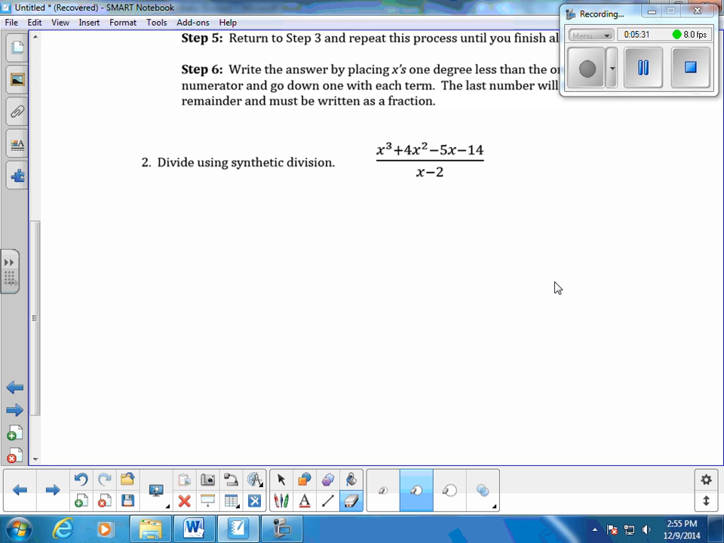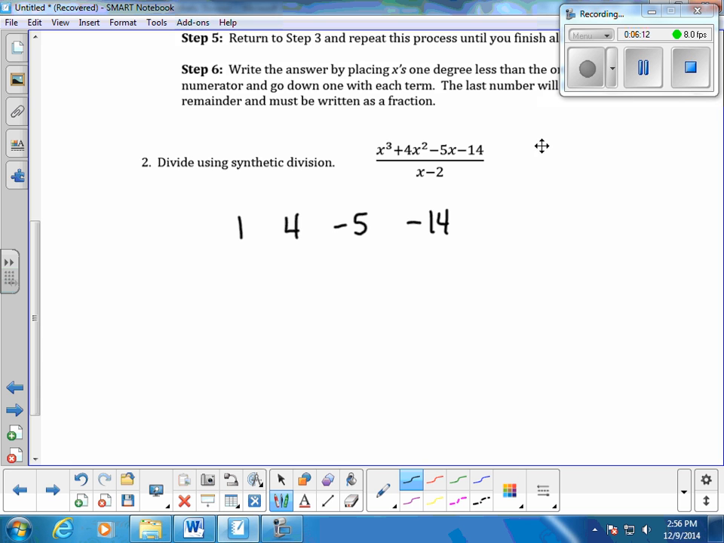Okay, so the first thing we want to make sure is that in this numerator our terms are in descending order. So x cubed, x squared, x, and then the constant term. If there are any missing terms, we need zeros as placeholders. There's nothing missing and they're all in order, so I'm going to drop the coefficients. The coefficient of this is a known 1. The coefficient of the x squared term is a 4. The coefficient of this term is a -5, and then this is -14. So your first step in synthetic division is to make sure these are in descending order and that there's no missing terms.